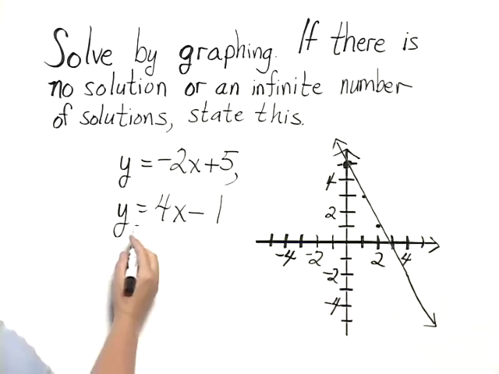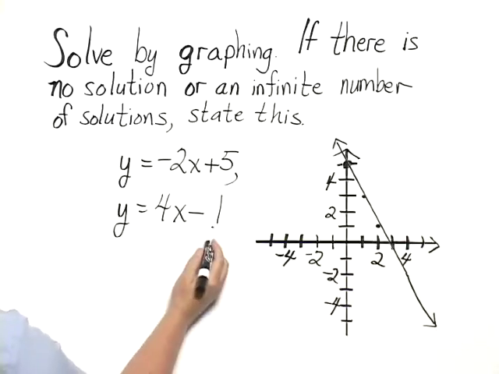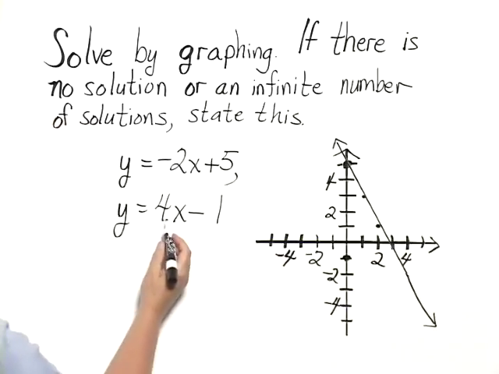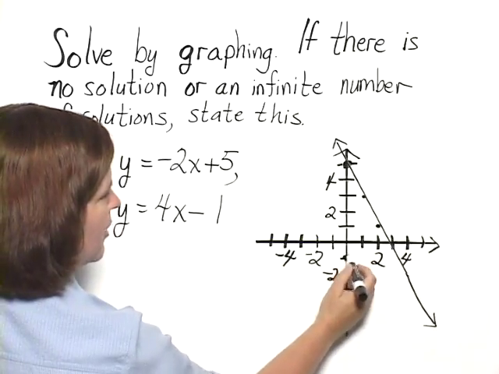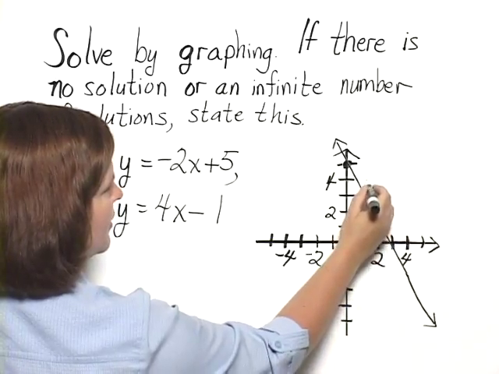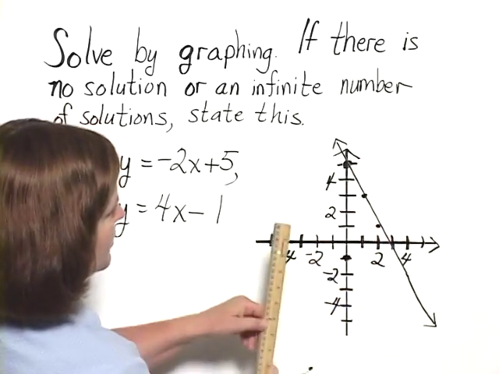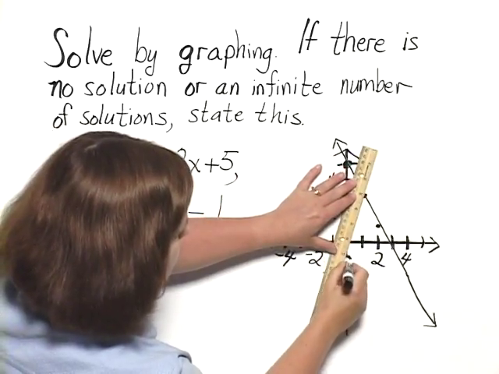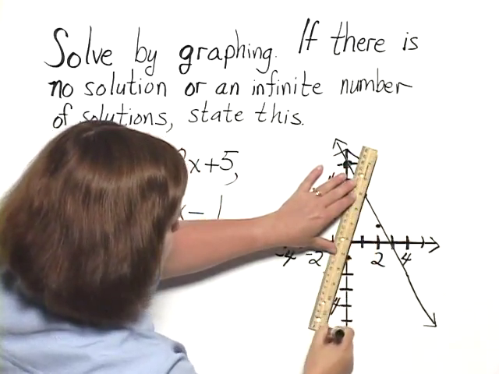And then we also graph y equals 4x minus 1. That has a y-intercept of negative 1 and a slope of 4. So we count off a slope of 4, up 4, over 1, up 4 and over 1. Goes off my graph, so I'll just use these 2 points and graph that line.